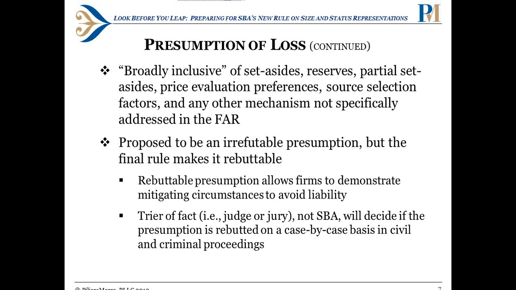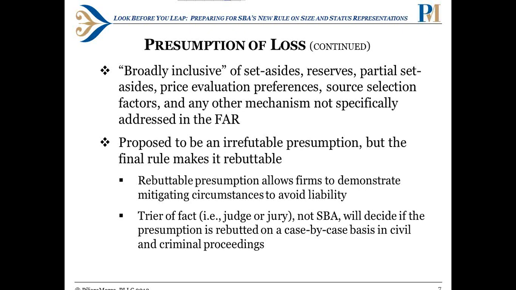When the SBA explained the presumption of loss provision in the new rule, they indicated that it was intended to be broadly inclusive, to cover set-asides, reserves, partial set-asides, even price evaluation preferences and source selection factors for small businesses, and basically anything else under the sun. So the applicability of the rule is broad. It casts a wide net.